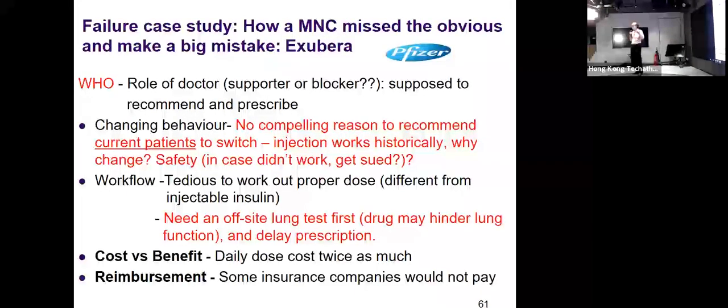Sometimes you have to ask the patient to go for a blood test, and then you cannot prescribe the medicine immediately. And you have to tell the patient that if you are on insurance, you have to check with your insurance company whether they will pay, because it's going to cost you double. And so on.